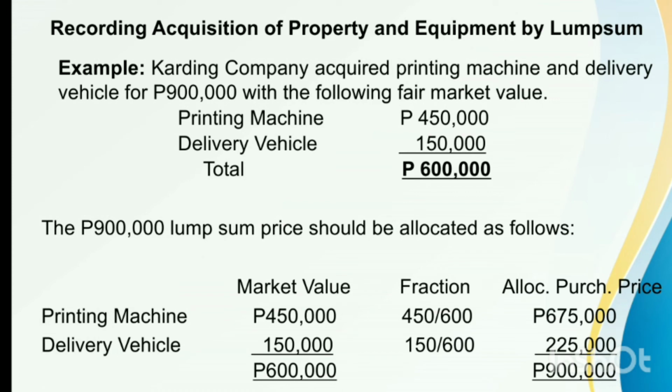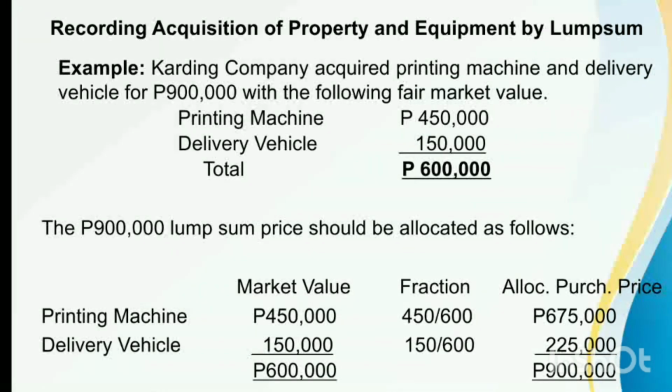And then for the delivery vehicle, the market value is 150,000. And that is equivalent to the fraction 150,000 over 600,000. And to make it short, that is 150 over 600. So we're going to multiply it with the lump sum price of 900,000. So 900,000 times 150 over 600 is equal to 225,000.